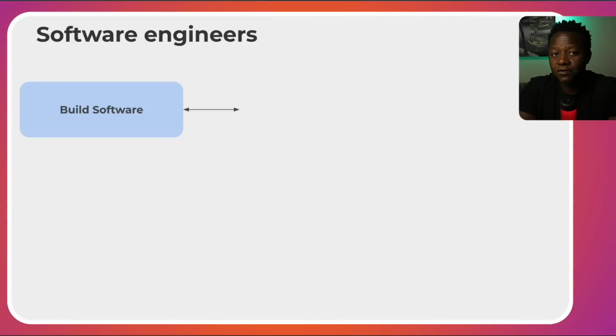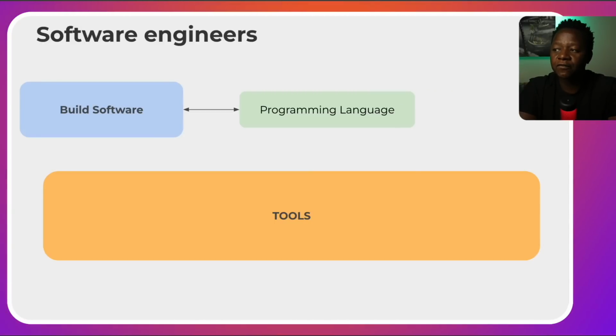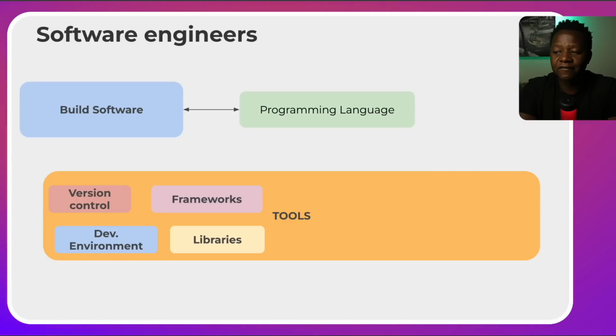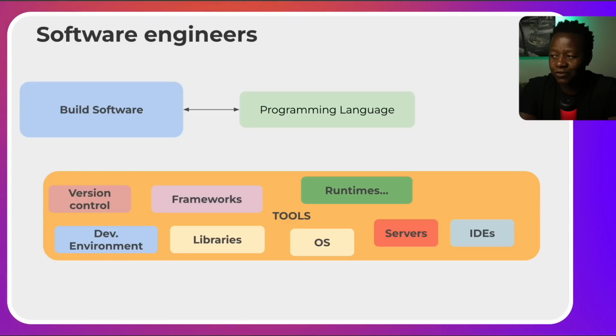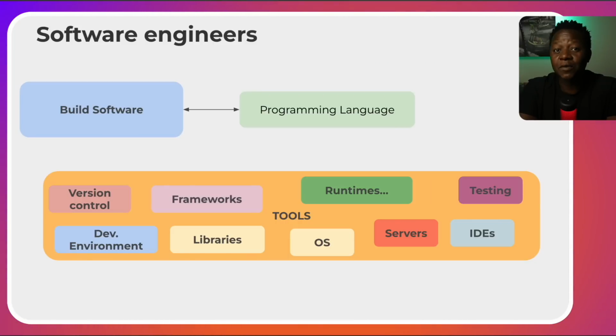Okay, now let's start from the beginning. Software engineers, people who build software, programmers, coders, and all of that, different names for the same thing. But what is software engineering? Building software requires a lot. First of all, you have to understand a programming language or programming languages. Even if you understand programming in general, and you master a programming language, you need to also understand the tooling behind it. So you need to understand version control, frameworks, dev environments, libraries, the operating system you're building on, runtimes, servers, IDEs, integrated development environments, testing, and so many other things.